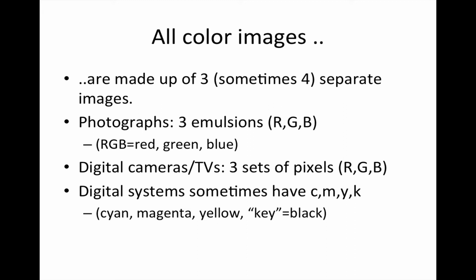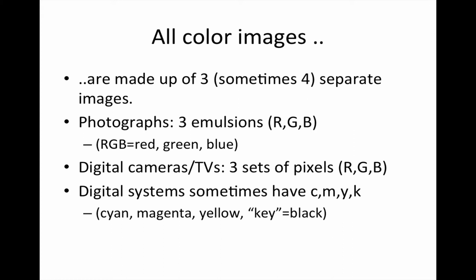So old-fashioned photographs, the original ones, had just one color, and they were black and white. Color photographs had a stack of three emulsions, one that was sensitive to red light, one that was sensitive to green light, and one that was sensitive to blue light. And so a color negative is actually a stack of three emulsions, red, green, and blue.